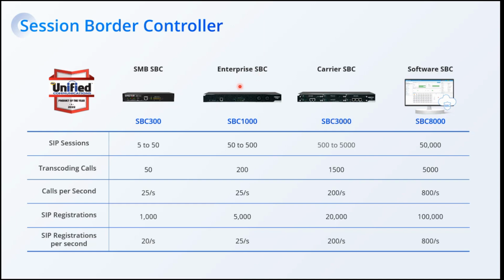And of course, for enterprise SBC, we have more powerful features and support more metrics. Here we list out the 5 metrics in terms of SIP sessions, transcoding calls, how many calls can support transcoding, and CPS. And of course, we also list out the registrations and registrations per second. For more detail about the SBC features and configuration, you can always access our website.